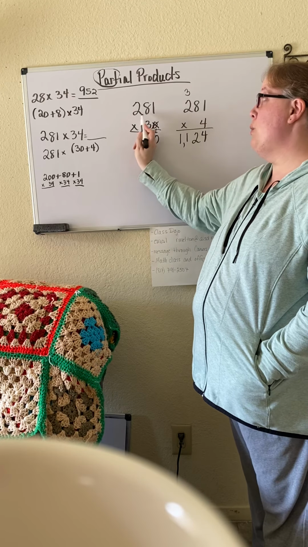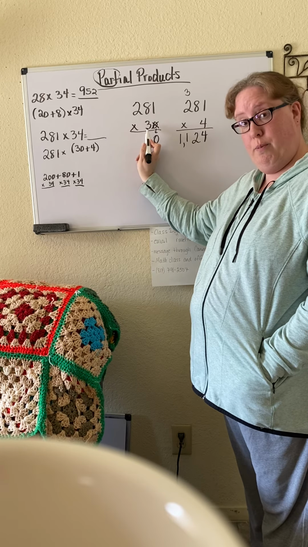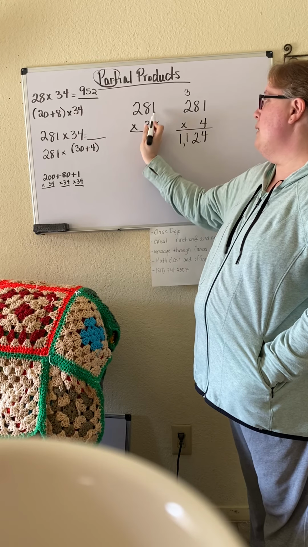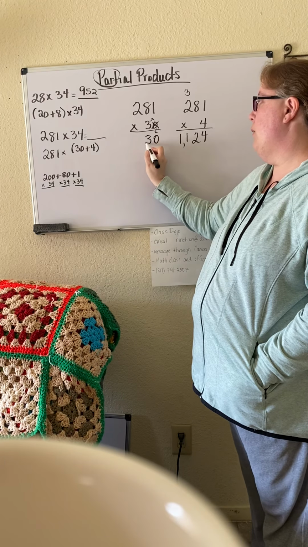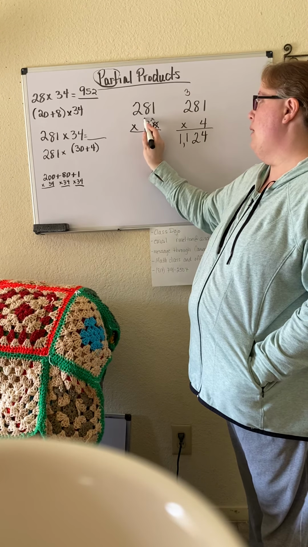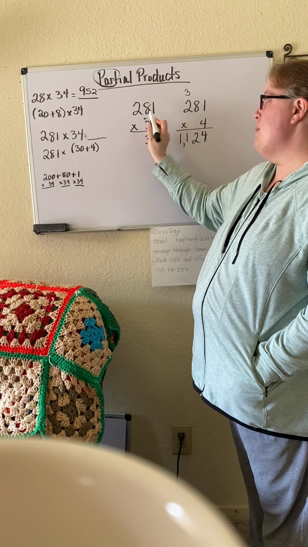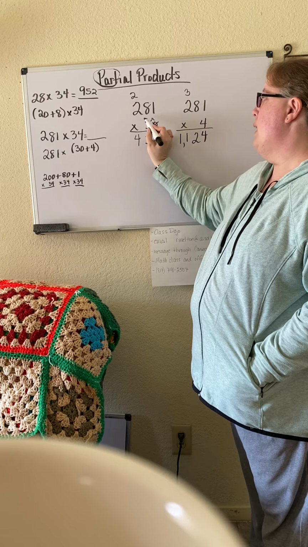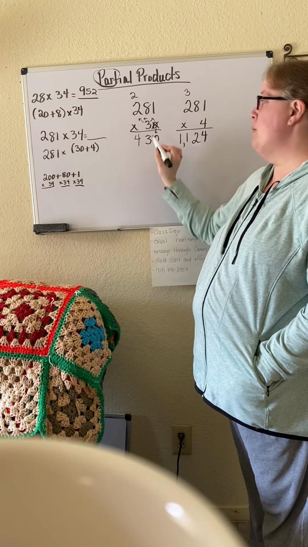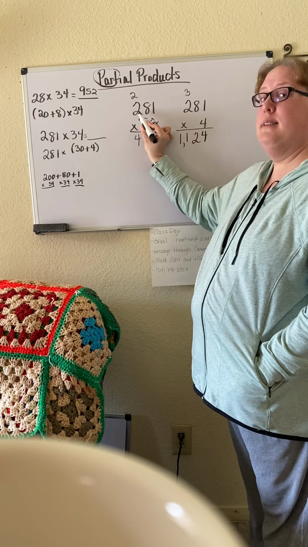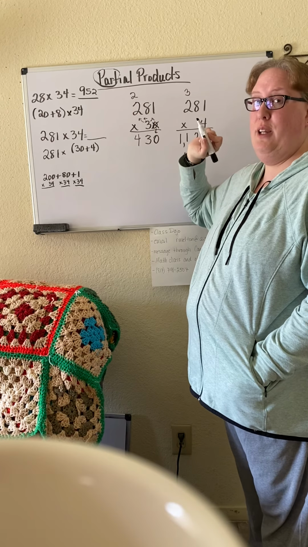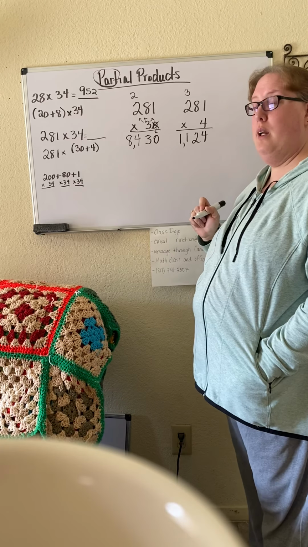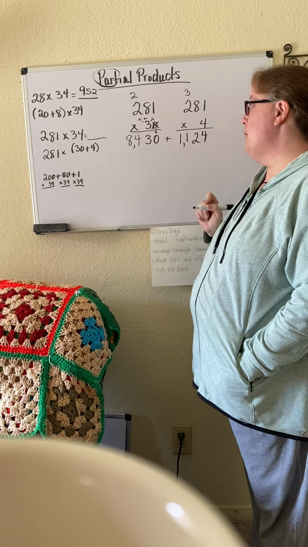So now it's 281 times 3. Okay? Always 1s first. 3 times 1 is 3. Then the 10s. 3 times 8 is 24. Then the hundreds. 3 times 2 is 6. Don't forget your 2. That gives you 8. Okay? So here's your 2 partial products.